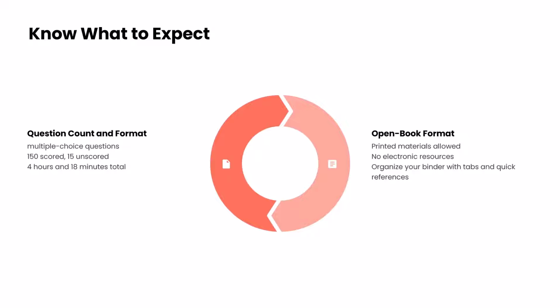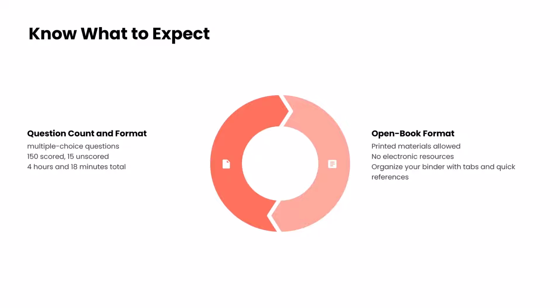We already talked about that we will have 165 questions. We will get 4 hours and 18 minutes to complete that. This will be an open book exam. We cannot take any electronic resources in that, and the hard copy which we are taking in the exam should be nicely bound, and it's good to have tabs put on that so that we can easily open important sections. So this is something which we are expected to know before we actually start planning and preparing for the exam.